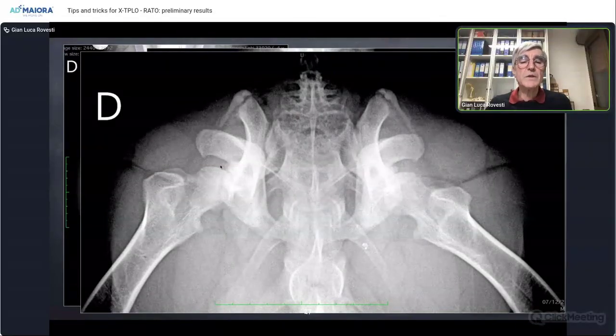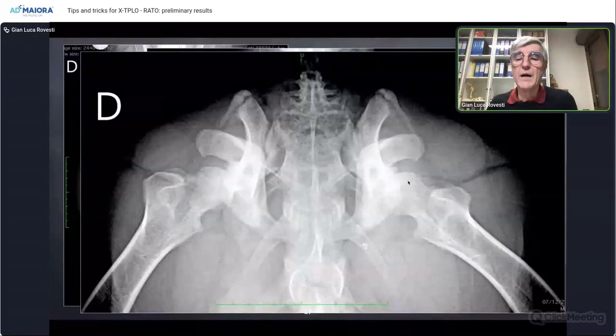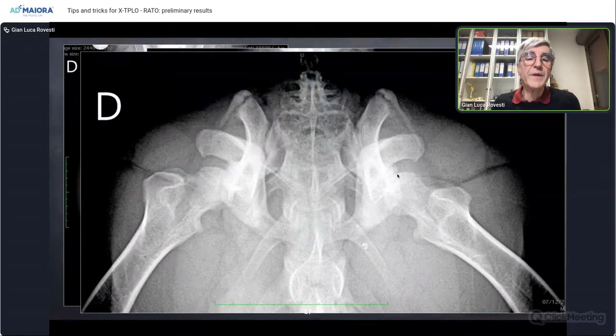If you look at these dorsal acetabular rims here and here, you can see that they are completely disrupted, and you can also see where the femoral heads are. They are not sitting inside the acetabulum, but more or less on the border of the acetabulum.